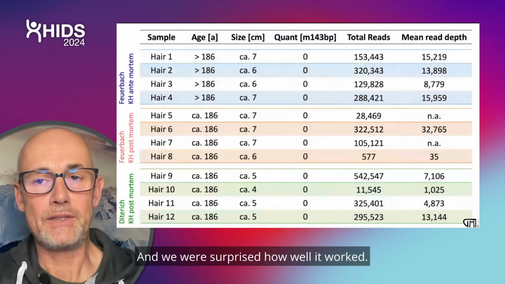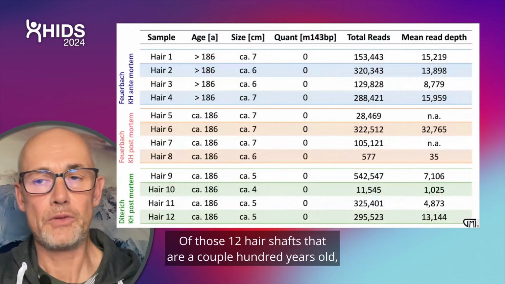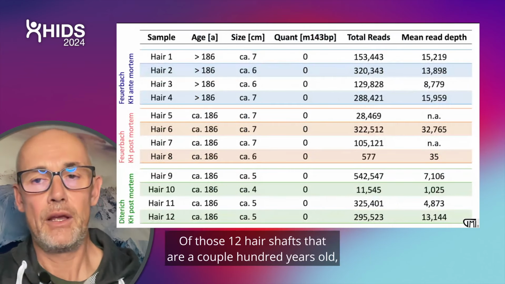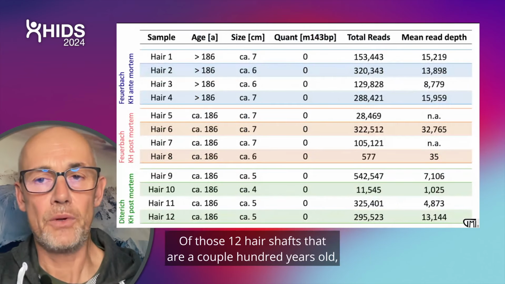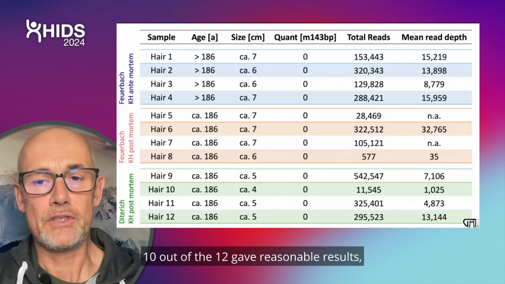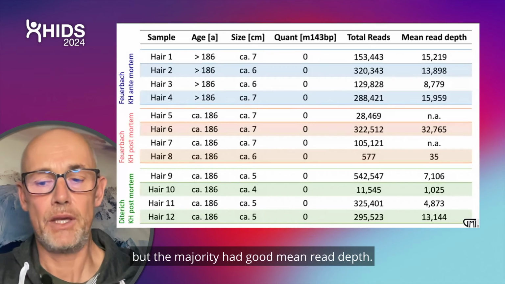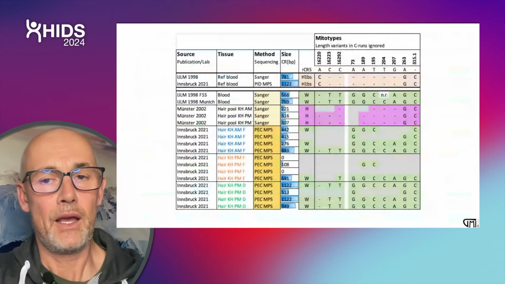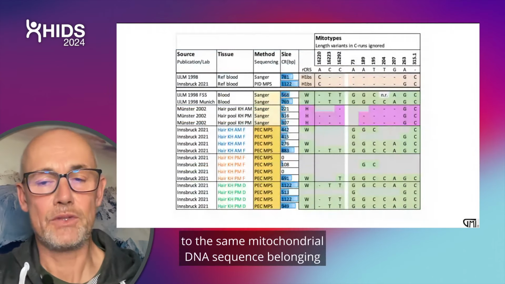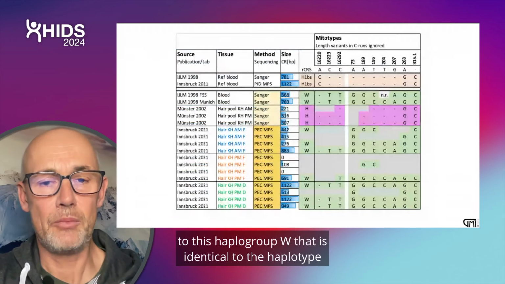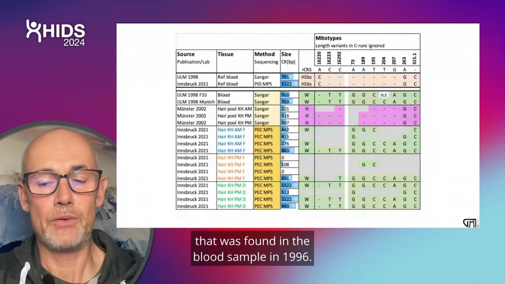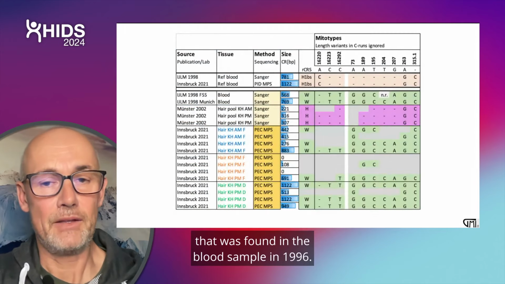And we were surprised how well it worked. Of those 12 hair shafts that are a couple hundred years old, 10 out of the 12 gave reasonable results, some with low coverage, but the majority had good mean read depth. And all the results that we got pointed to the same mitochondrial DNA sequence belonging to this haplogroup W that is identical to the haplotype that was found in the blood sample in 1996.